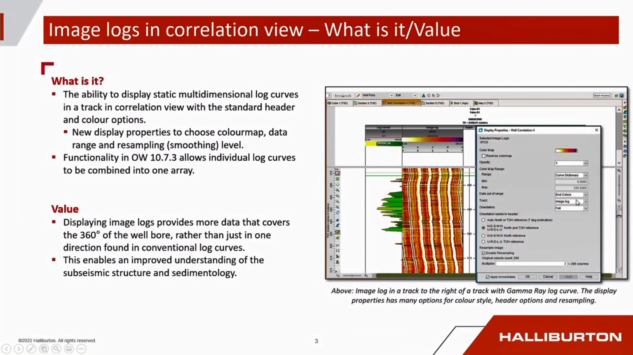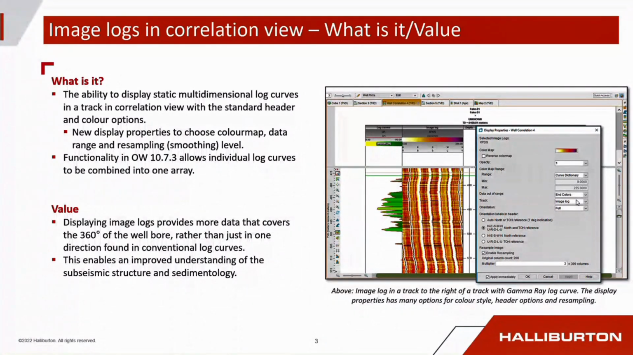We can now display image logs in DSG. These are also known as multi-dimensional log curves, and they allow the raw data that is collected from the 360 degrees around the well bore to be displayed in a well track. Image logs are used to interpret subseismic structure and sedimentology, and by displaying an image log in the well, it helps to check the interpretation of the strata and facilitate cross-discipline communication with petrophysicists.